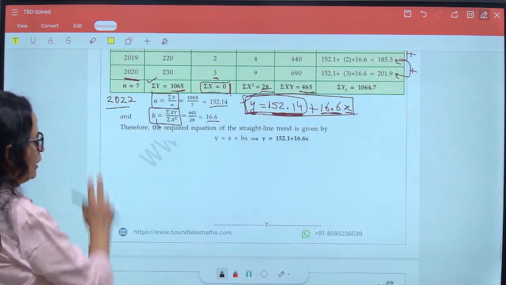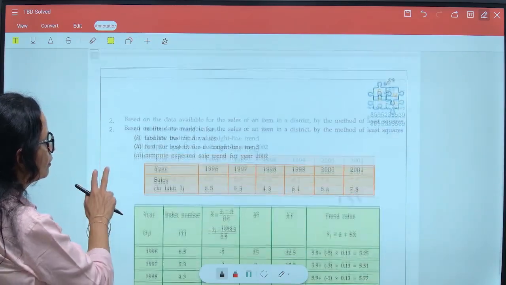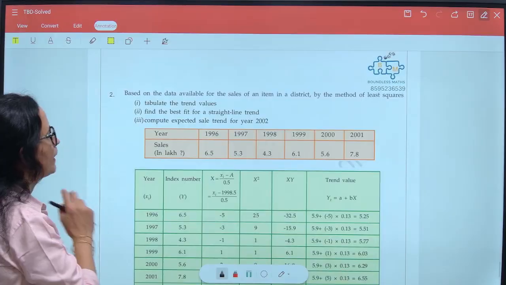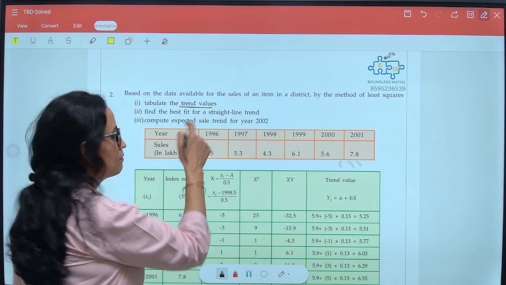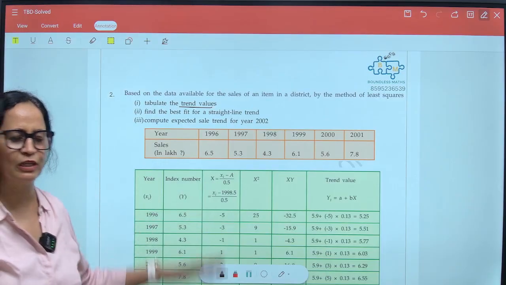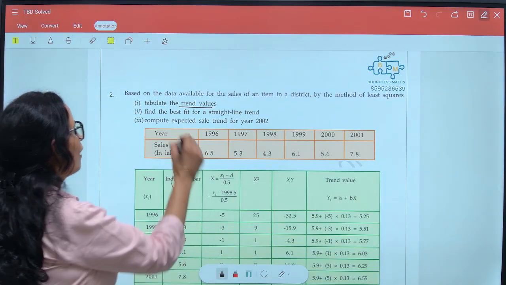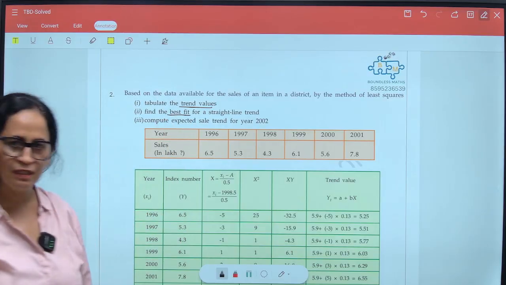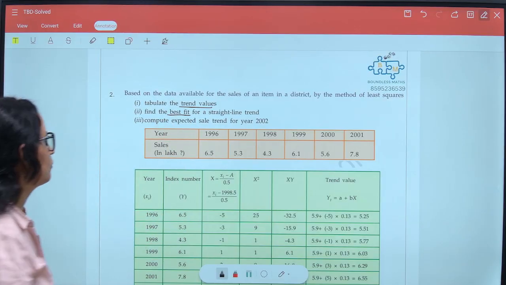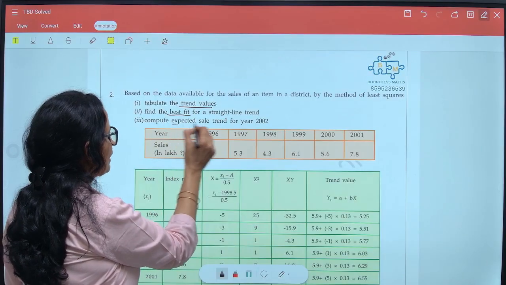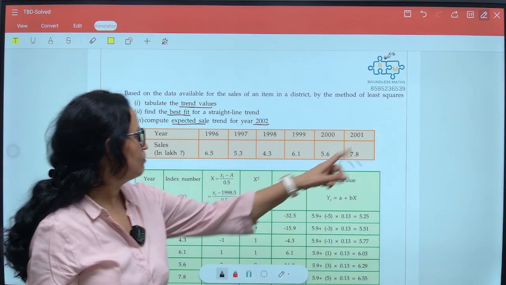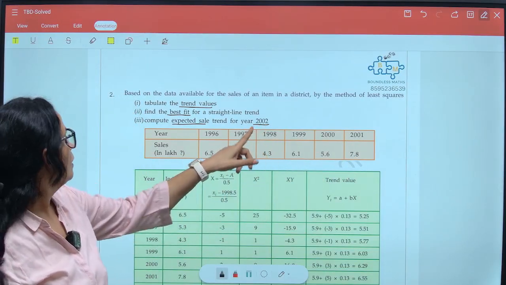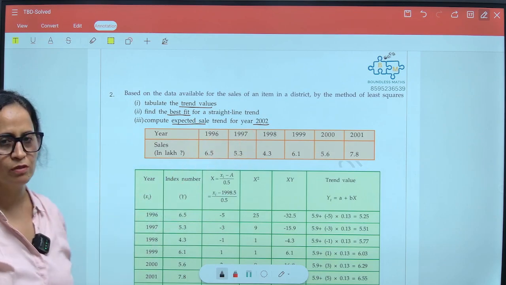Wonderful. Now the next question is for even number of years. Based on the data available for the sales of an item in a district by the method of least squares, tabulate the trend values. Similar to the previous question, we have to find the trend values for each of these years, find the best fit for a straight line trend, best fit equation, linear equation, and compute the expected sale trend for the year 2002.